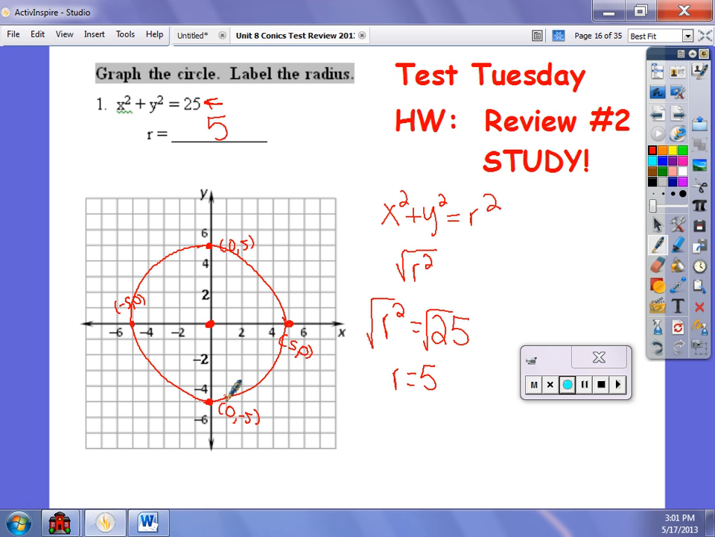Once you make your circle, you draw a line to anywhere in the circle, it really doesn't matter, and you indicate what the radius is. And there you have it, graphing a circle.